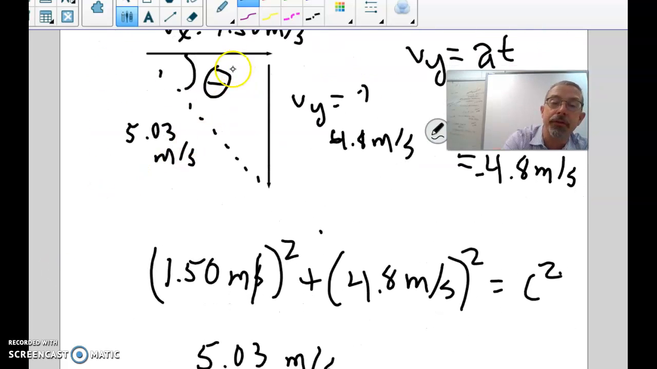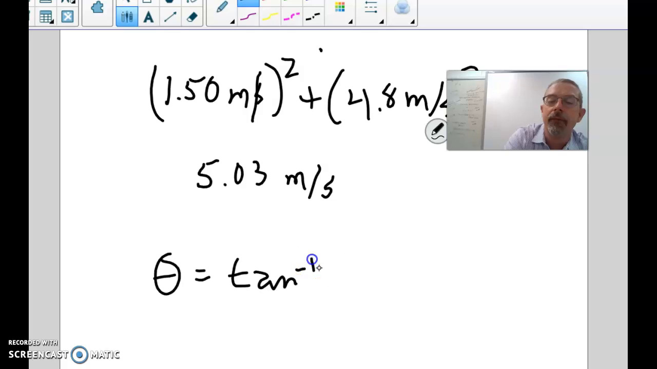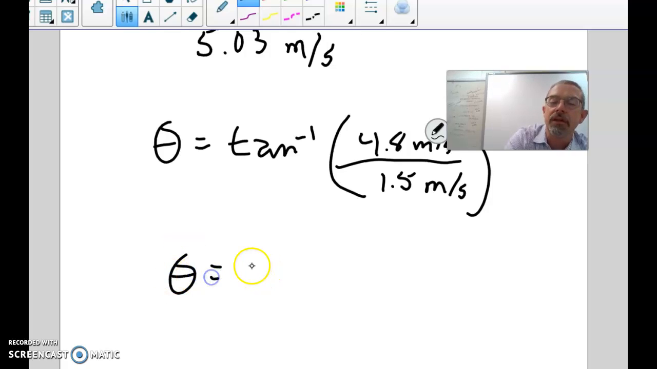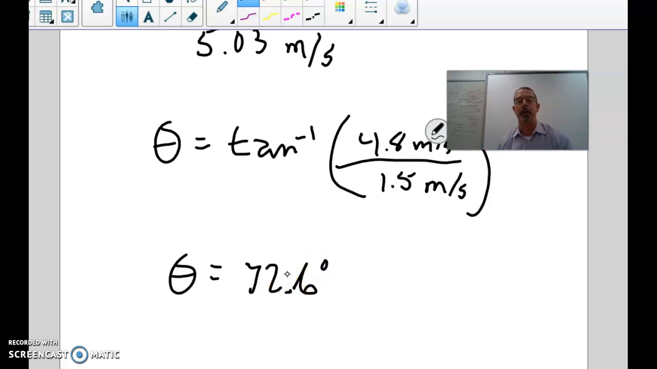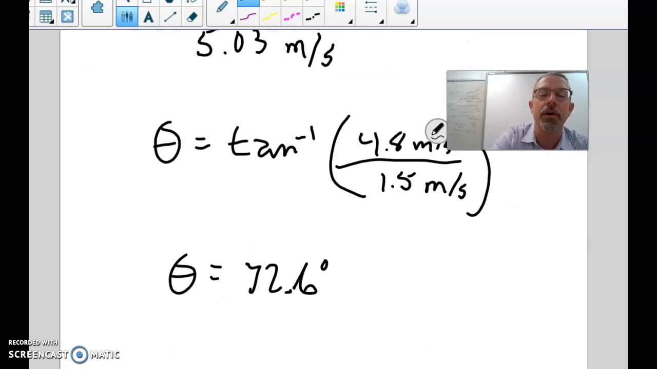If I want to figure out this angle theta, I can take the inverse tangent of my opposite divided by adjacent. So in this case, my theta equals inverse tangent of 4.8 meters per second over 1.5 meters per second. I find out that this angle theta is going to equal 72.6 degrees. And you notice I was kind of lackadaisical about my positives and negatives on that 4.8 meters per second. That's because I'm just going to determine this in reference to some line. When I solve this, I'm going to call it 72.6 below the horizontal.